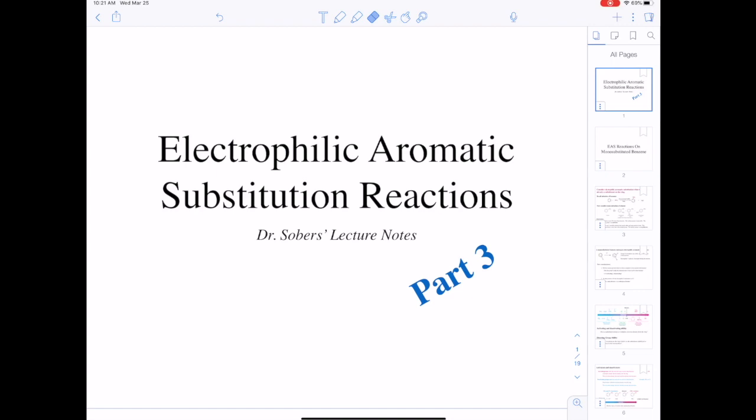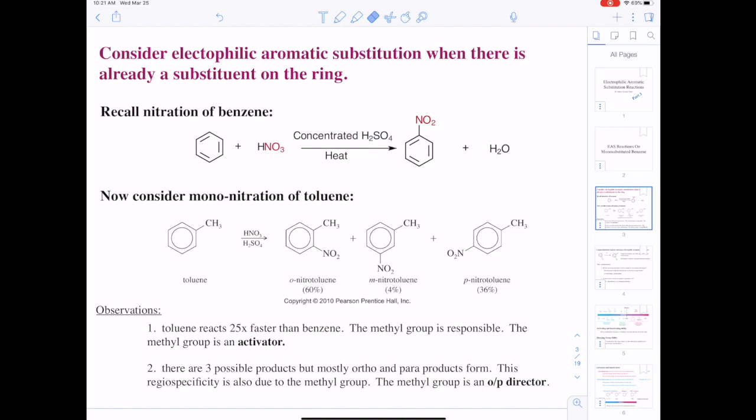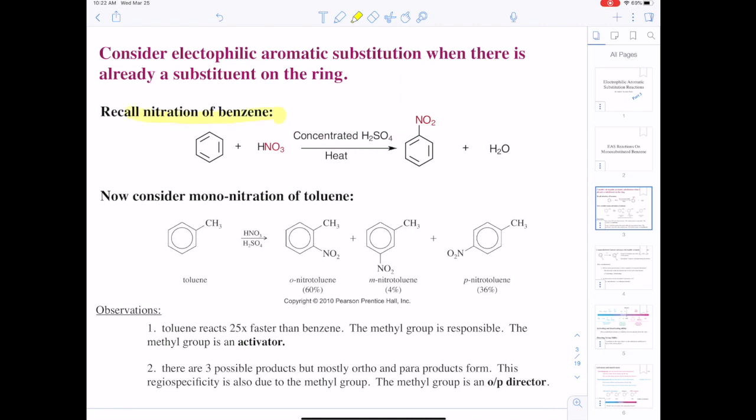Continuing our discussion of electrophilic aromatic substitution reactions, we're now going to consider what happens when these reactions occur on a monosubstituted benzene, a benzene with one substituent. So for instance, we could consider nitration of benzene, where we add a nitro group to benzene. But what if we instead did this to toluene, where there's already a substituent there?